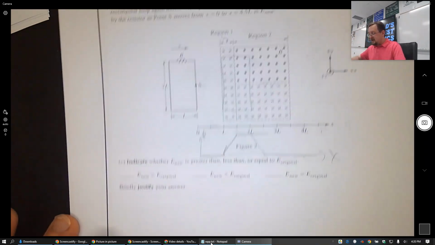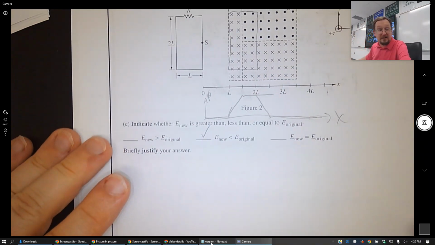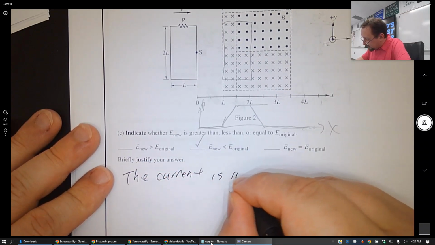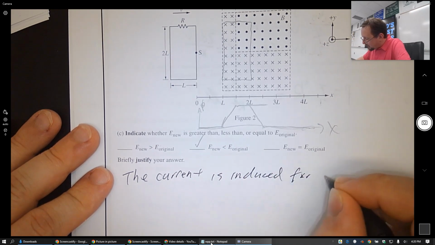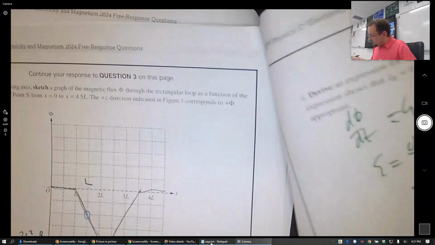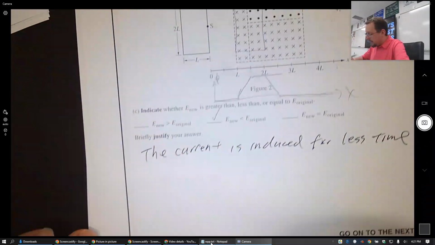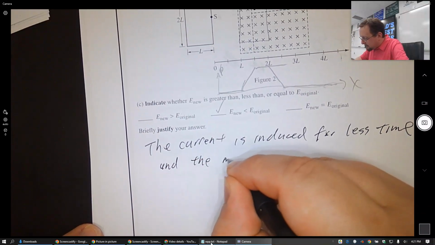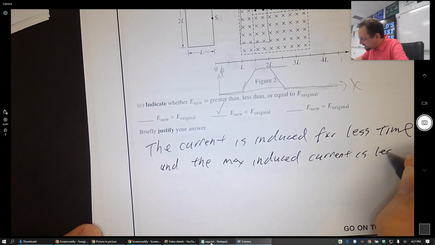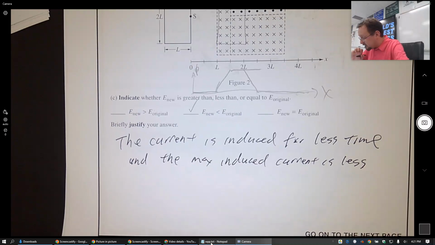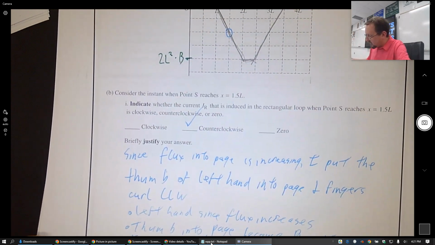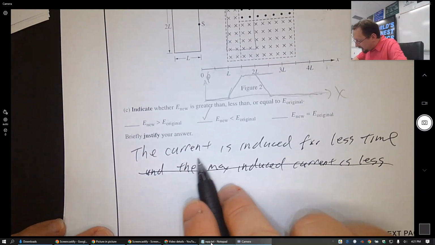So I'm going to say the new energy is less than the original energy, and I'm going to say why. The reason why is the current is induced for less time. And I even think I should say that the induced current is less, and the maximum induced current is less. No, I think the induced current has the same maximum value. I'm sorry, I take that back. Okay, the current is induced for less time.